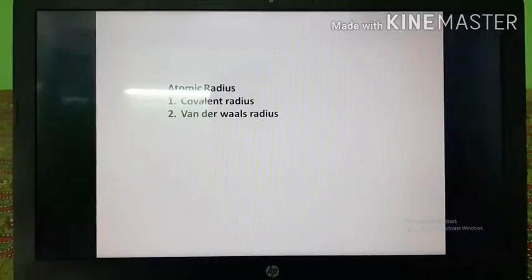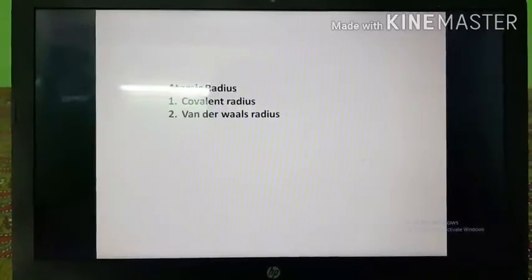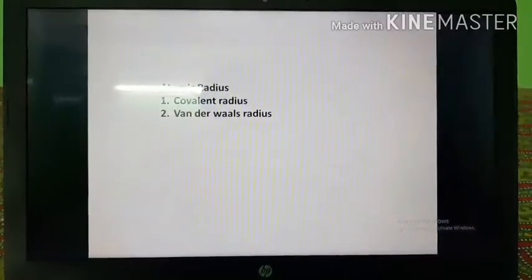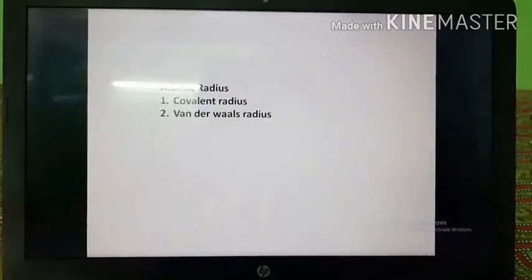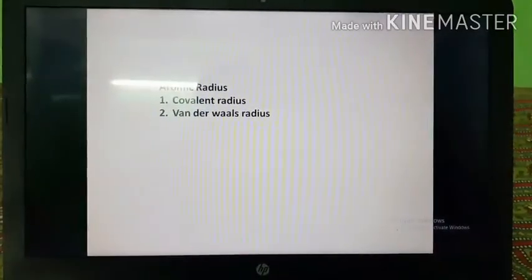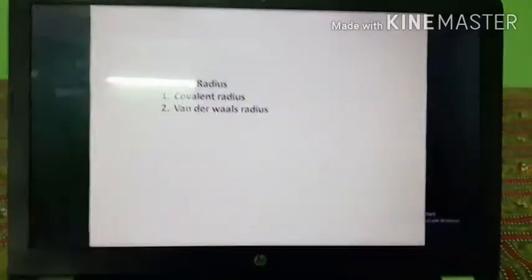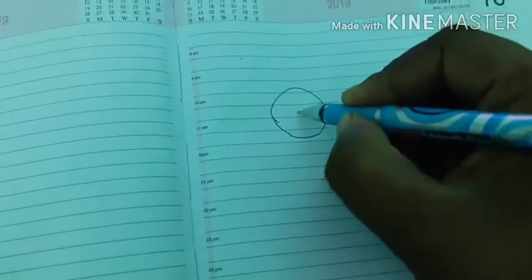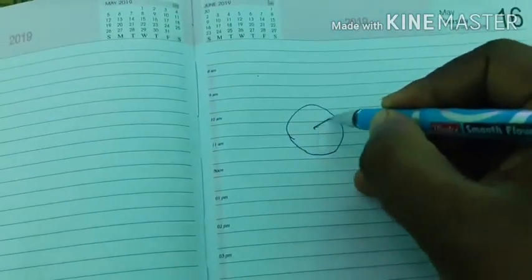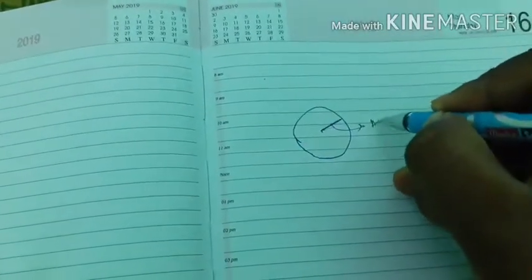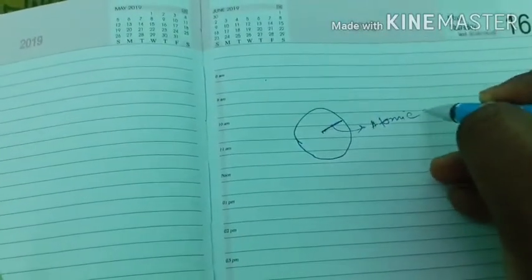So first of all, if I ask you what is atomic radius, then if we consider that the atoms are spherical, then the distance between the nucleus and the outermost shell is known as the atomic radius. So let us take the help of this drawing. If I consider that this is the atom and it is spherical, and its nucleus is this one, the nucleus and the outermost shell, this distance is known as the atomic radius. This is called the atomic radius.